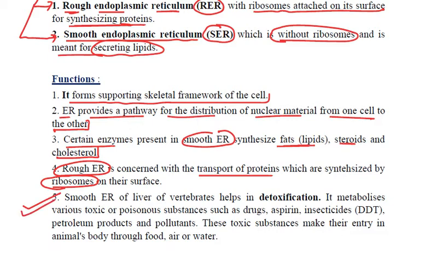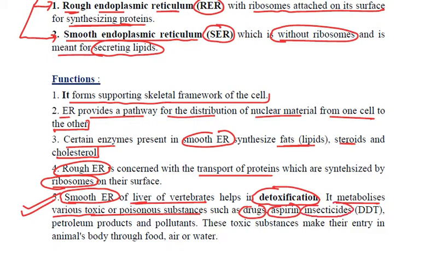Quite important function, which is very important. I have seen many questions coming out of this particular point. The smooth endoplasmic reticulum of liver of the vertebrates helps in detoxification. This smooth endoplasmic reticulum, or the SER, metabolizes various toxic or poisonous substances, for example drugs or aspirin or insecticides like DDT or petroleum products and other pollutants.